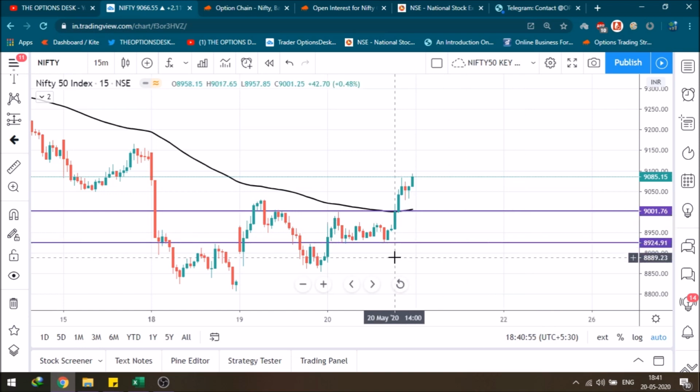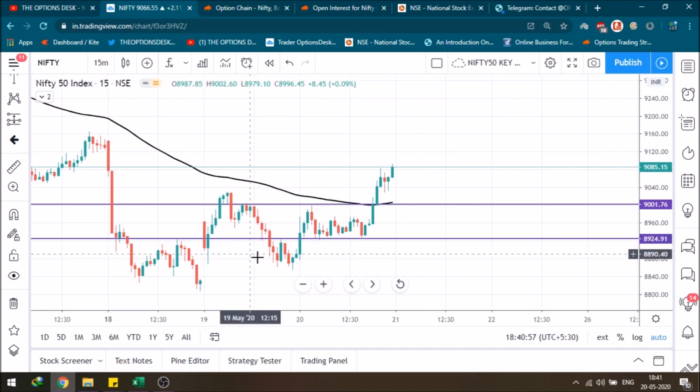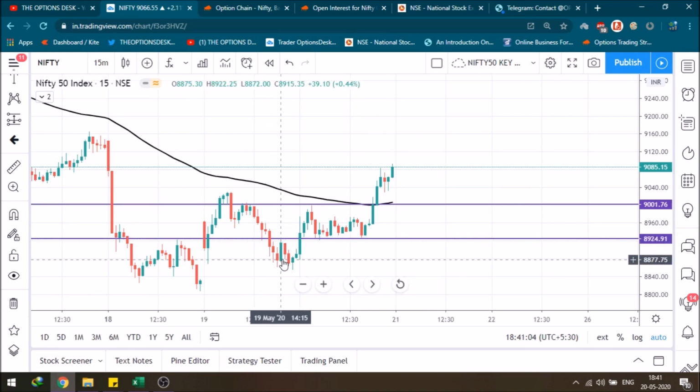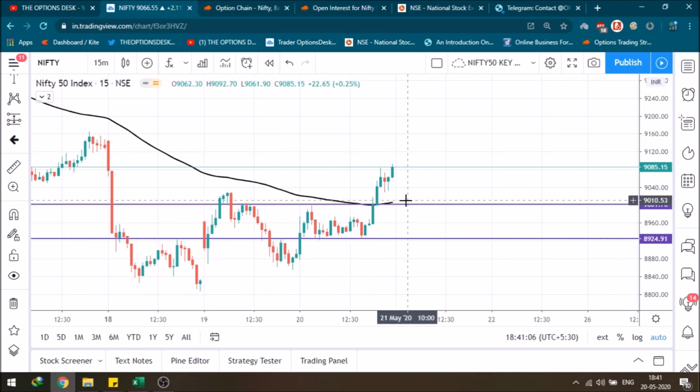As you can see, 8925 was support on the 20th of May, and also when Nifty 50 was breaking and coming down, it acted as a very good support and it also retested back at this particular point. So 8925 will act as very good support for the Nifty 50.